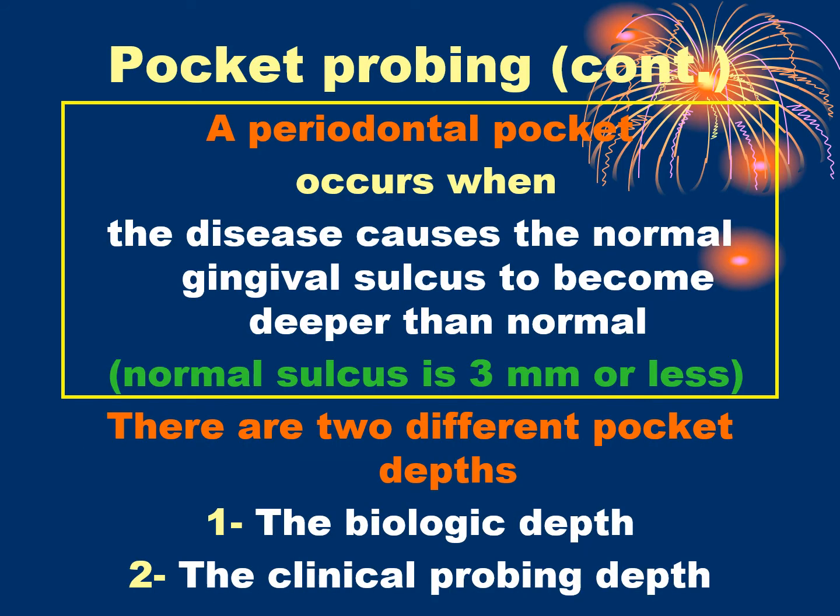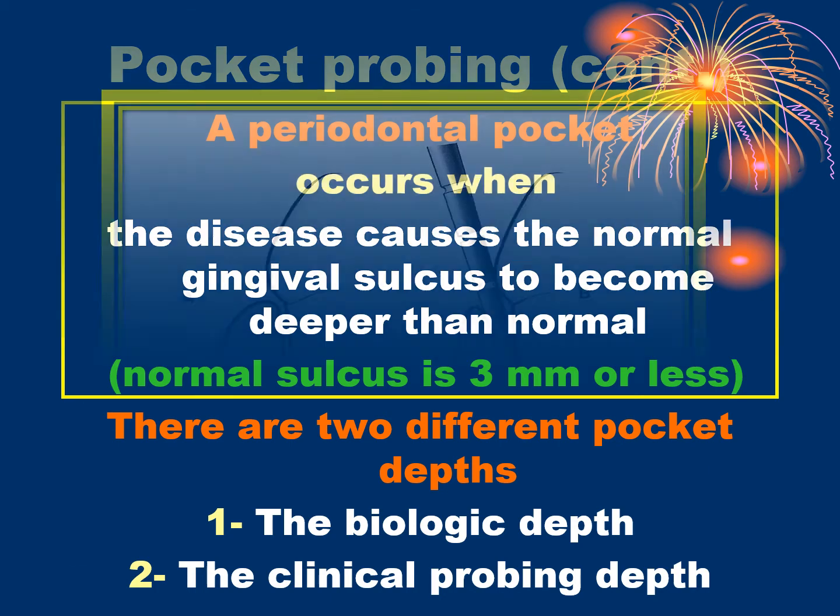Periodontal pocket occurs when the disease causes the normal gingival sulcus to become deeper than normal. The normal gingival sulcus, as we know, is 3 mm or less. There are two different pocket depths. The first one is the biologic depth, and the second is the clinical probing depth.